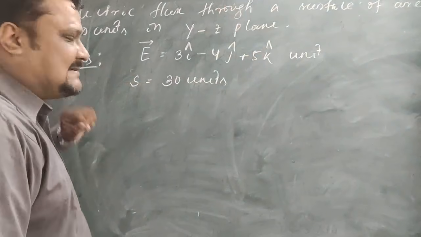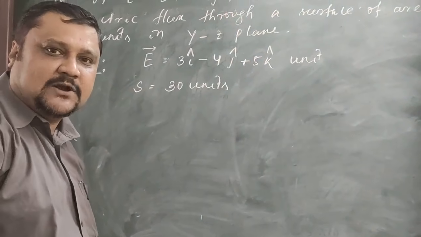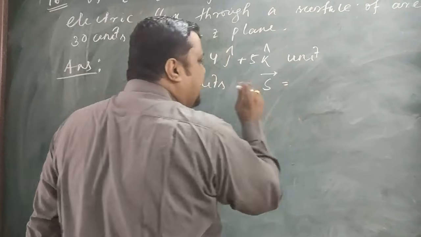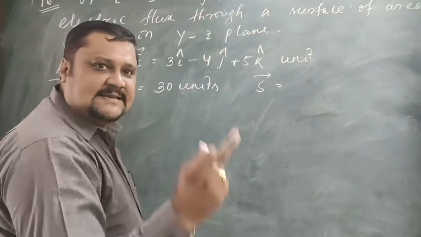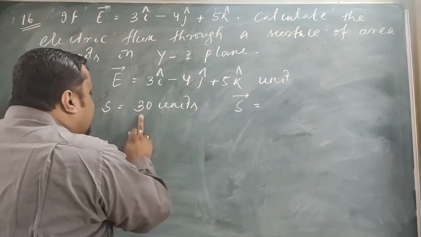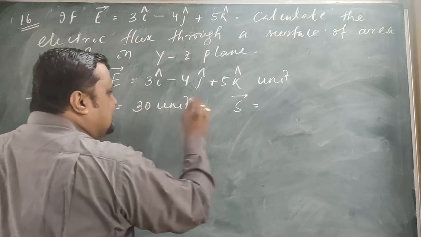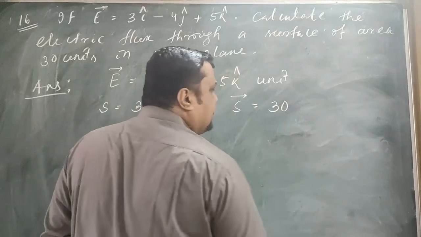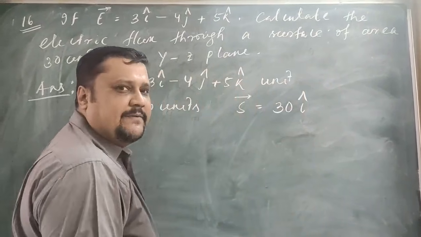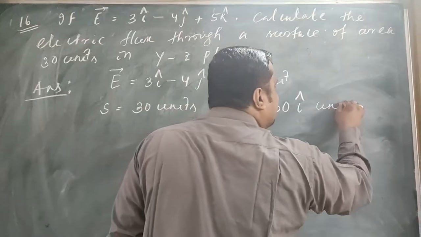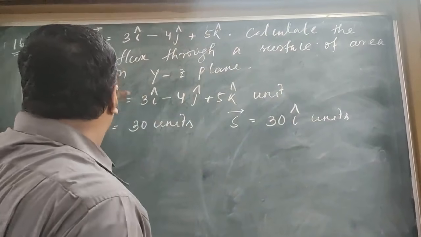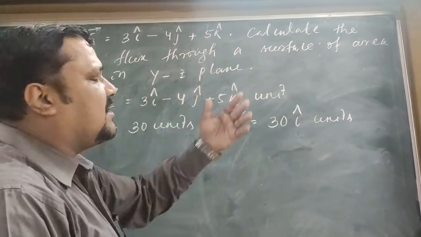If it is along the X axis, in vector form S is equal to magnitude into direction. Along the X axis, the unit vector is i cap. The magnitude is 30, into the unit vector. That much of units. The aim of this question is to write this area vector, and then we will solve for the flux.